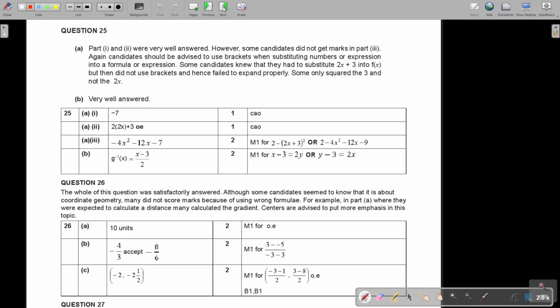Question 25, parts 1 and 2 were very well answered. However, some candidates did not get marks in part 3. Again, candidates should be advised to use brackets when substituting numbers or expressions into a formula or expression. Some candidates knew that they had to substitute into this, but then did not use brackets and hence failed to expand properly. Some only squared the 3 and not the 2x. Okay, so be careful there.